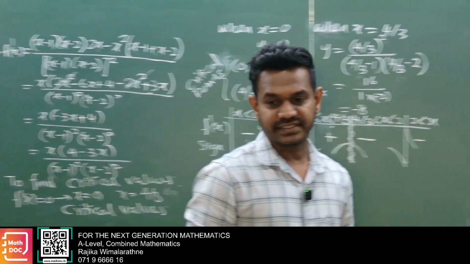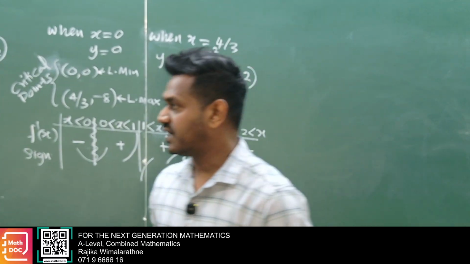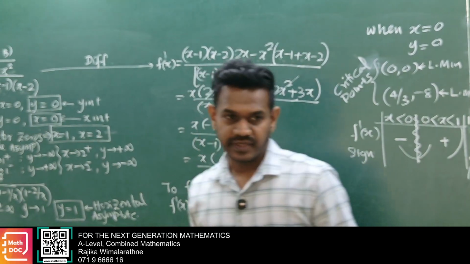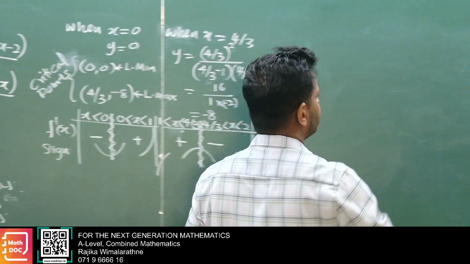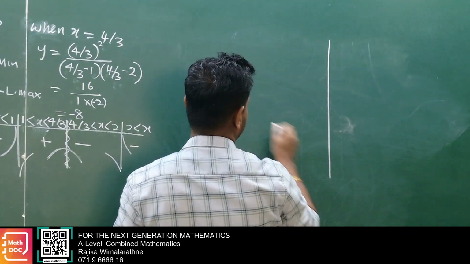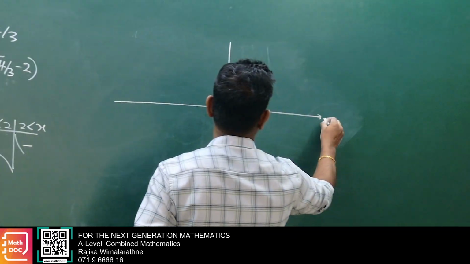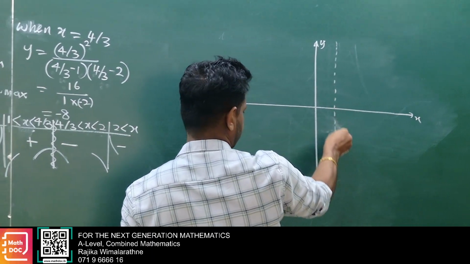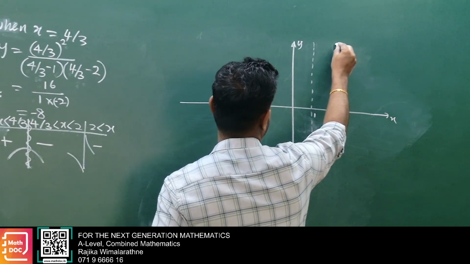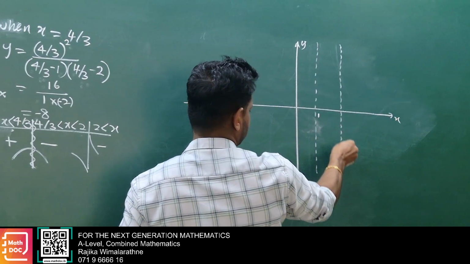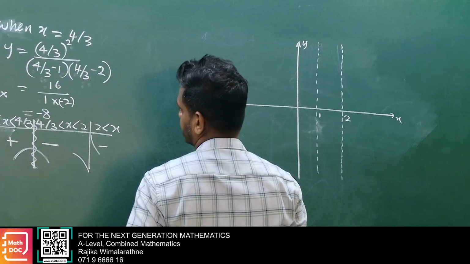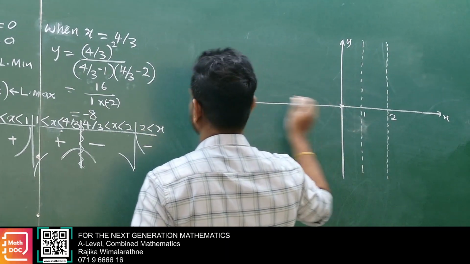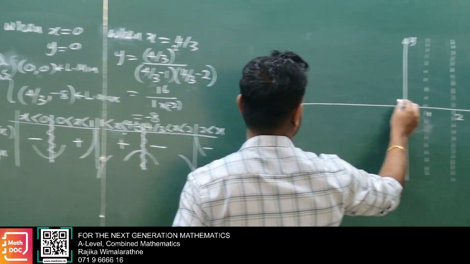Okay, now let's sketch. When we sketch the graph, it's better to start with the vertical asymptotes. Here is the y-axis, here the x-axis. One vertical asymptote is x = 1, another is x = 2. Mark them clearly with dotted lines. Then go to the critical points. (0, 0), mark it. We know that is a local minimum. Better to show this.